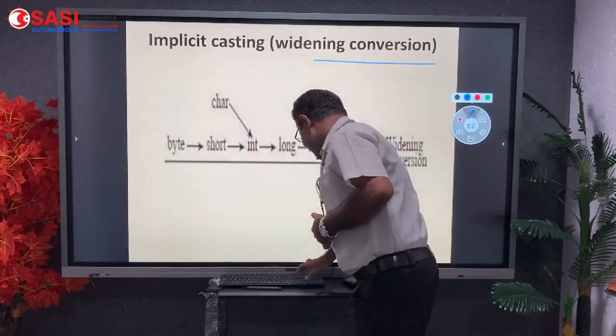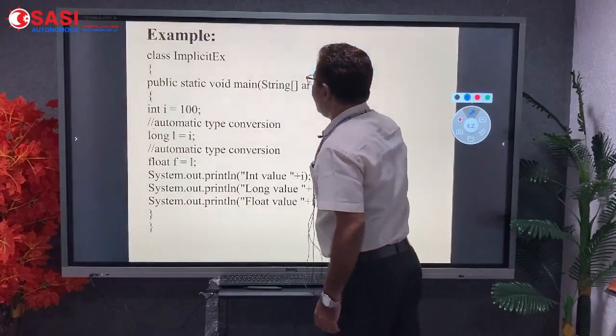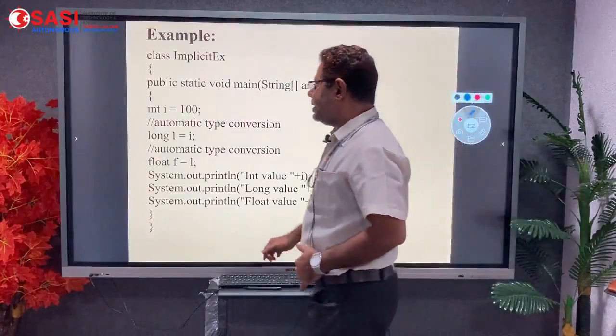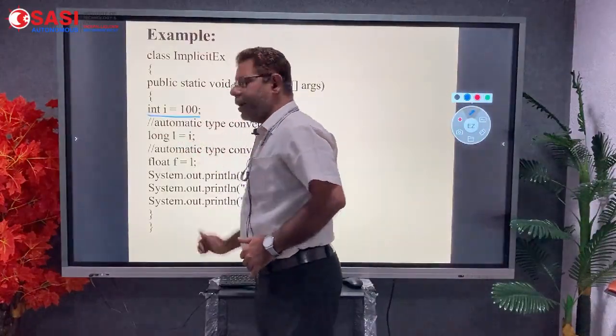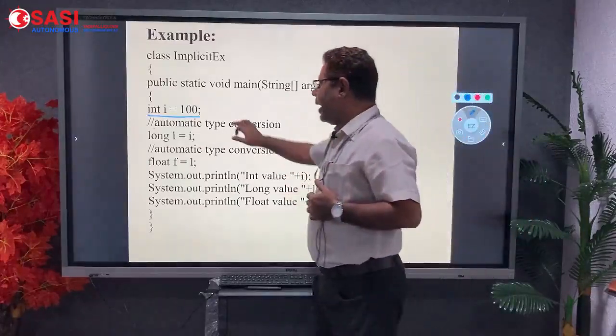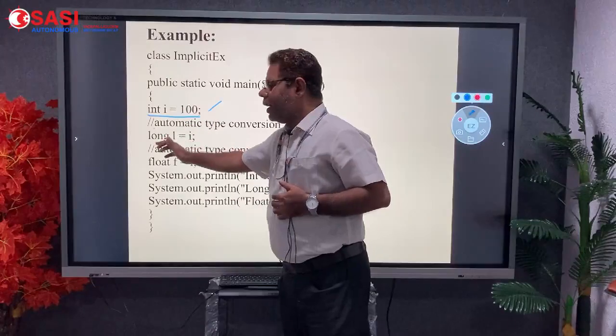We can see an example. Consider a small program for the automatic conversion, or implicit conversion. Example: consider int i = 100. i is the int data type that will store the value 100. Now we convert the i into the l.